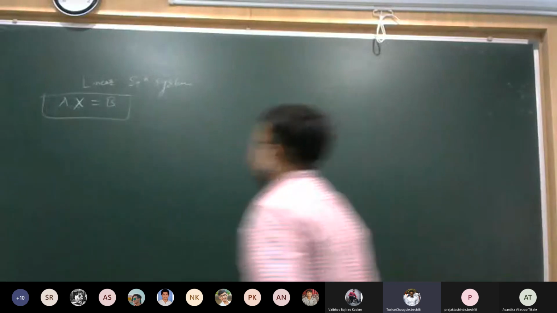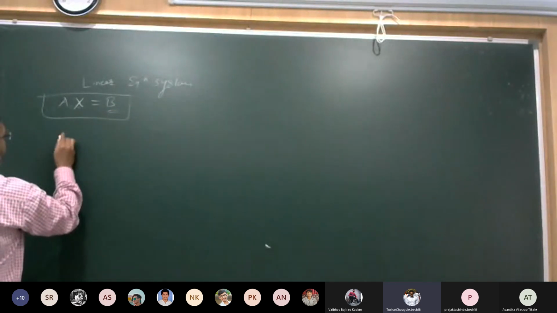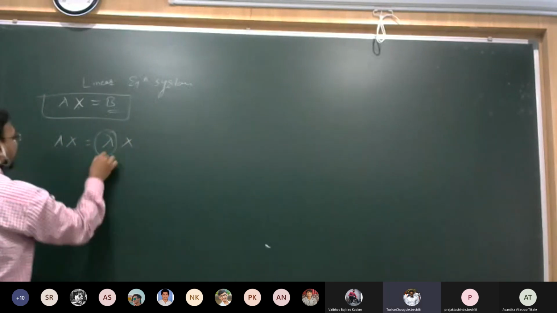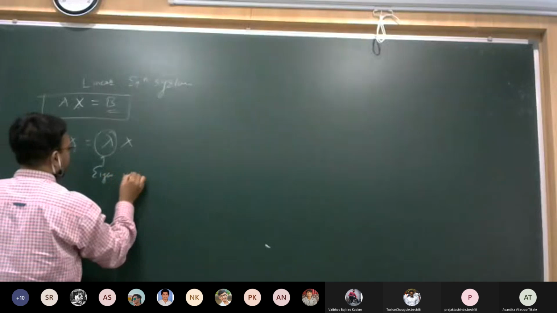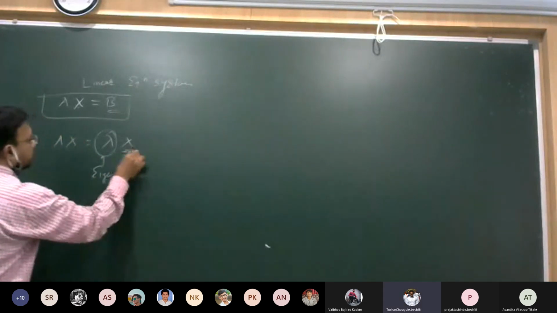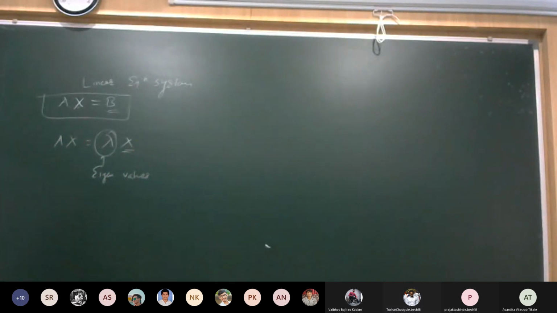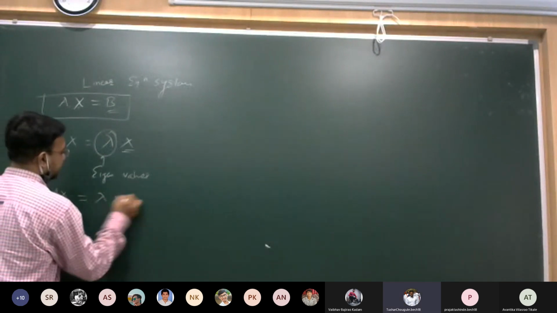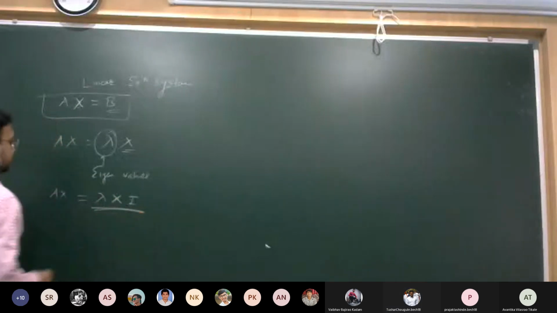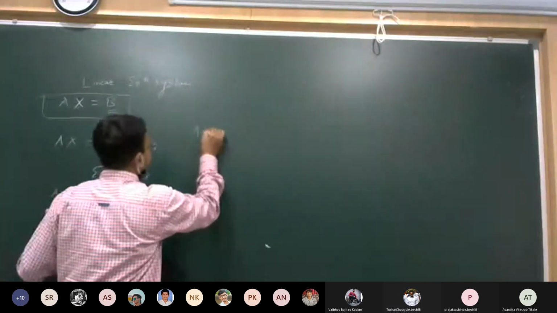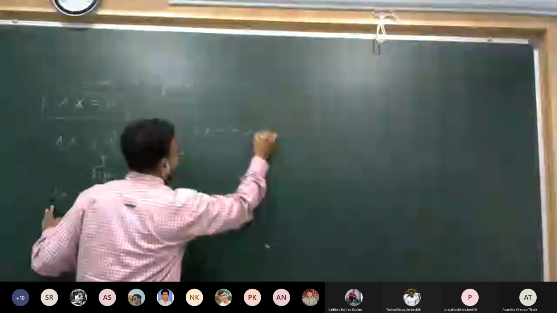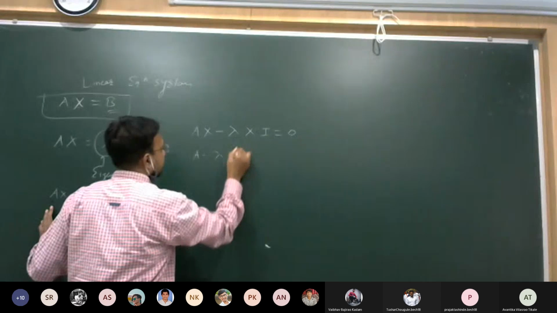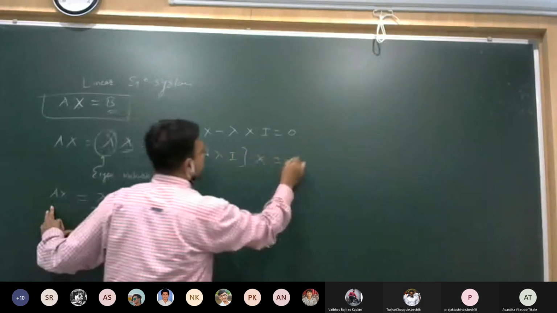So the equation Ax = b we have to convert into Ax = lambda x. This lambda is called the eigenvalue, and the corresponding vector will be the eigenvector. If you multiply, it will be Ax minus lambda x I is equal to 0. So (A minus lambda I) into x is equal to 0.